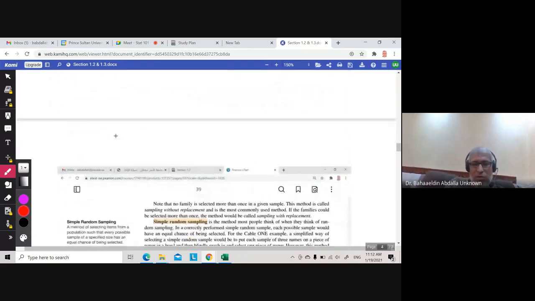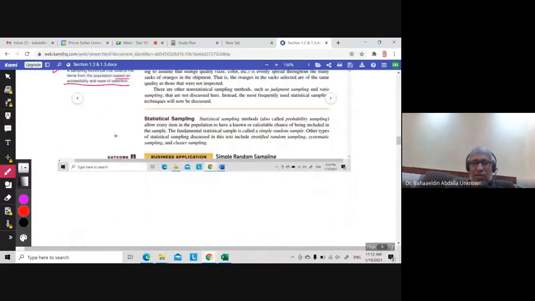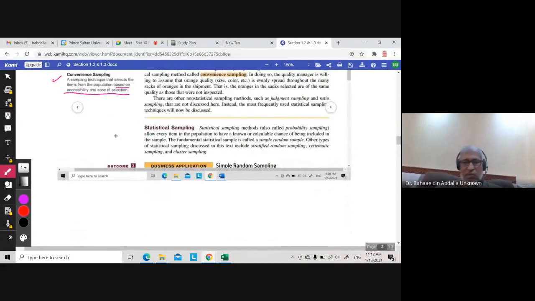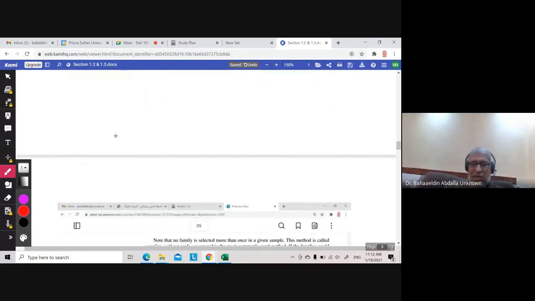Okay. So what are the kinds of statistical sampling techniques? We have a simple random sample. This is the fundamental statistical sampling technique, the first one. Then we have stratified sampling, number 2. And we have systematic sampling, number 3. And we have cluster sampling, number 4. So we have 4 different techniques, all of them called statistical sampling techniques.